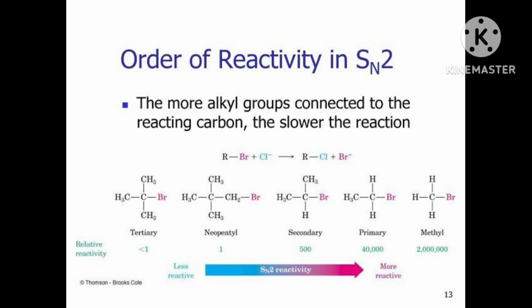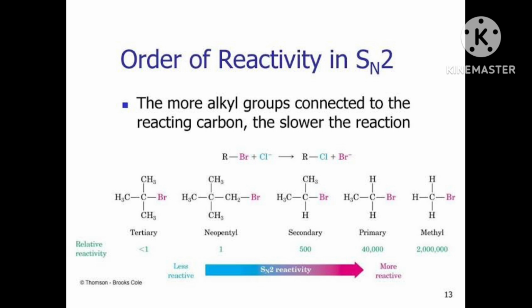A very simple way to compare SN1 and SN2. In SN2, no alkyl group is required, no hindered group is required. A bulky group is not required; if it is there, the reaction will be slower. The more bulky groups there are, the slower the reaction will be.